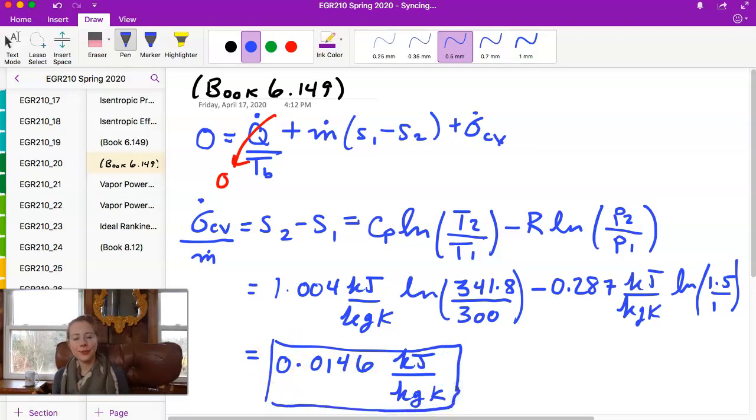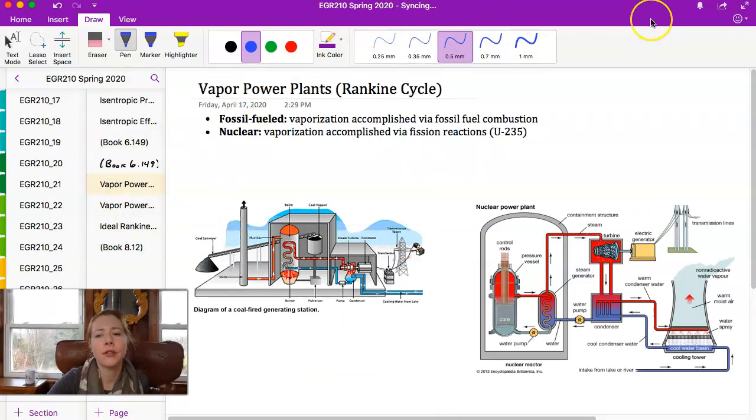Okay, so next we are going to look at vapor power plants. And for vapor power plants, we typically apply the Rankine cycle. So we'll be using the Rankine cycle quite a bit. And there are different types of vapor power plants, but they're functionally doing the same thing. So the goal in a power plant is you want to vaporize some working fluid that you're going to send through a turbine.